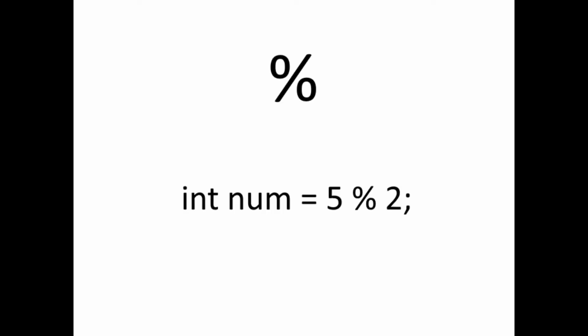Let's start with the Modulus Operator, represented by a percentage symbol. Last time, we talked about how integer division will discard any remainder of the division, but what if you want to keep the remainder? The modulus operator does just that. It gives you the remainder of a division between two numbers.